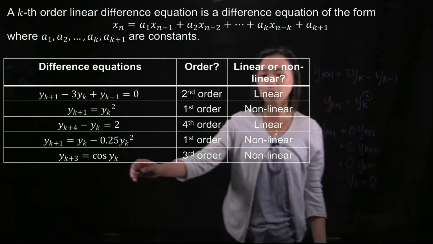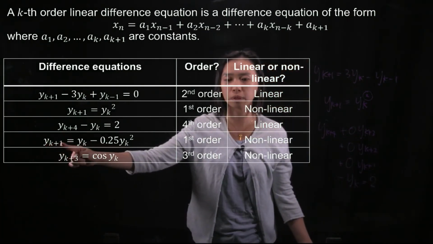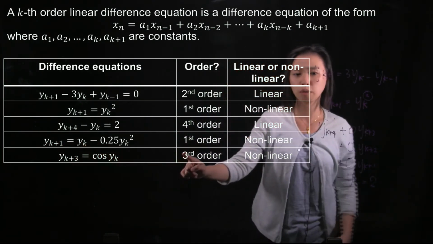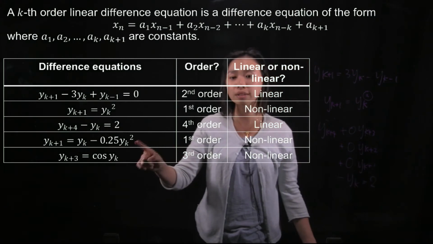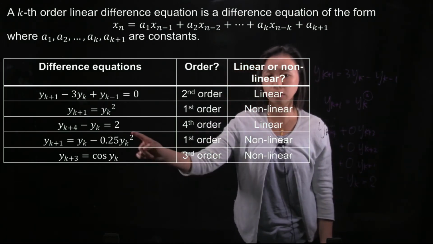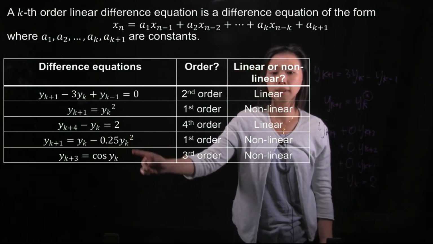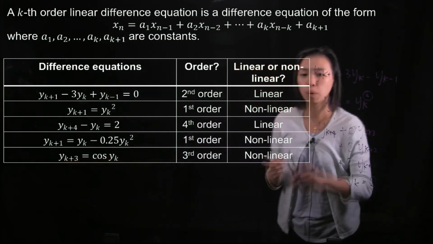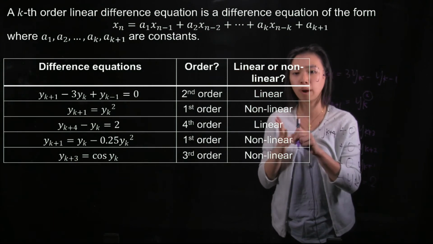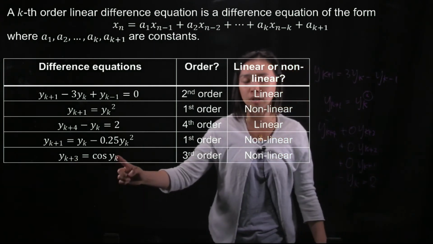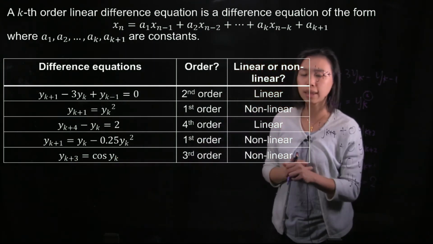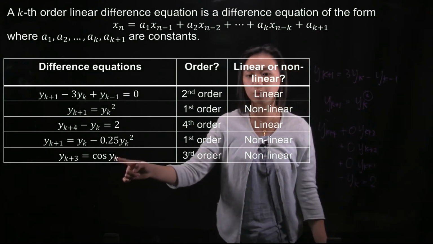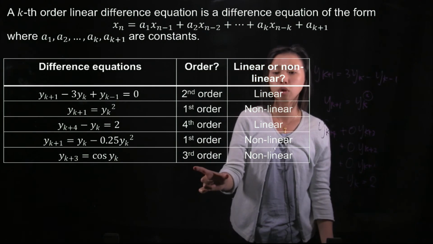Okay, and then we quickly take a look here. This y k plus 1 depends on yk only. So that's why it is of the first order. Why is it non-linear? It's because here you have a square. We do not want a square. And then the y k plus 3 here depends on the y k plus 2, y k plus 1, and yk terms. You can see that the y k plus 2 and y k plus 1 terms have a 0 in front of them, and it depends on the yk term, so it's of the third order.